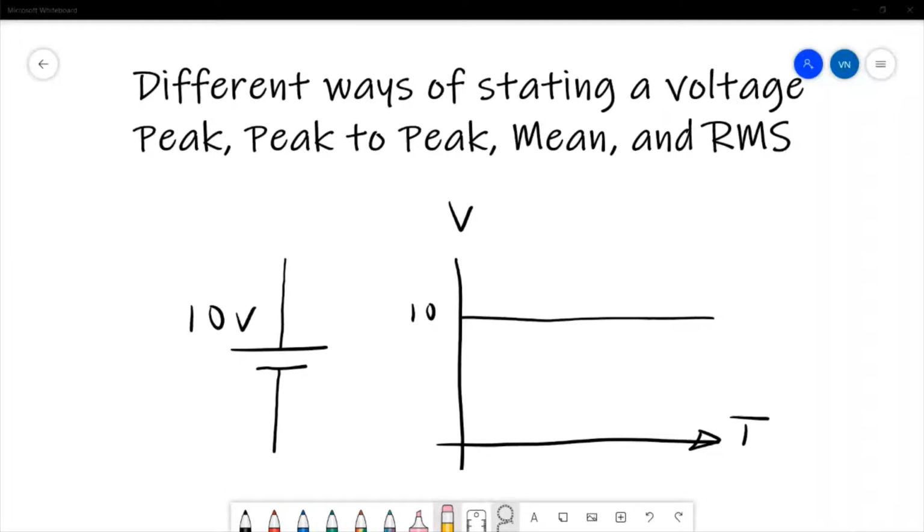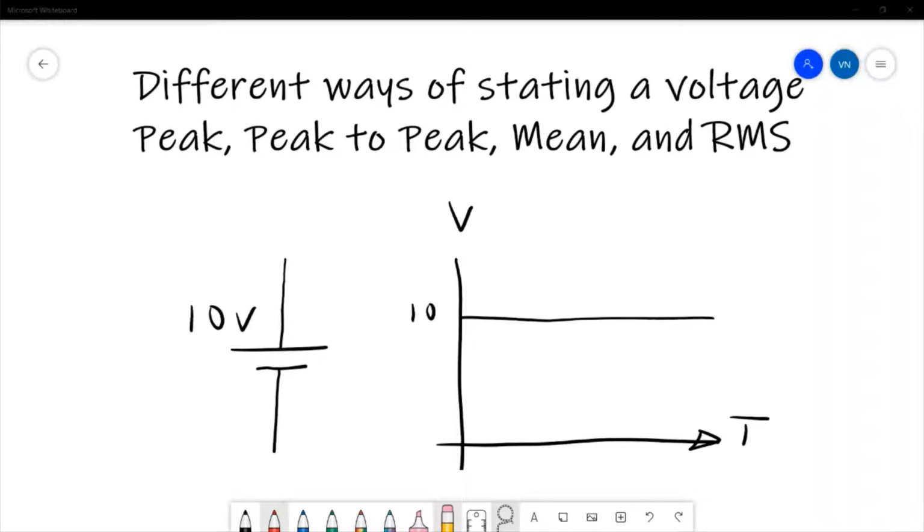If you're watching the videos on the test equipment, like the scope and generator, you'll see that we often use different ways of stating what the value of a voltage is. Sometimes we say peak voltage, sometimes we say peak to peak, and then there's mean, and then there's RMS. What do these different terms mean, and why are we bringing them up now?